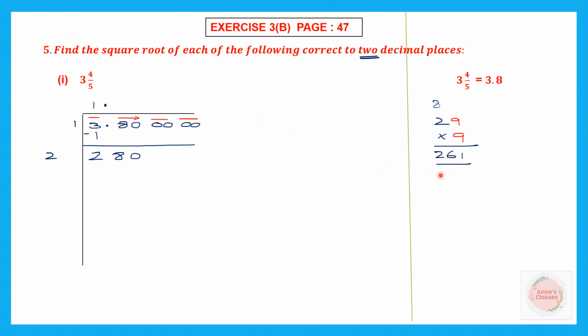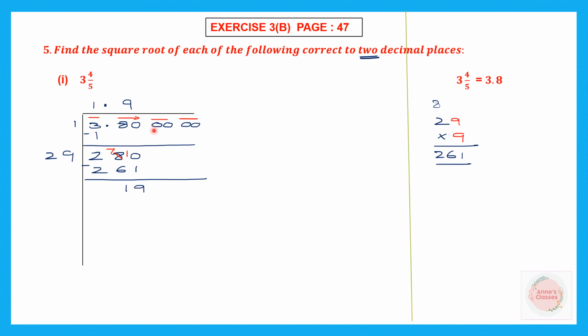So this is 261. So how did we get 261? We took this digit 2, we put 9 next to it, multiplied it by 9, and we got 261 because we need to get a number close to 280. So this digit 9, we are going to write it here. So let's write that. So 29 into 9 is 261. Now let's minus. So when you minus here, you're going to borrow 10. 10 minus 1 is 9. 7 minus 6 is 1.